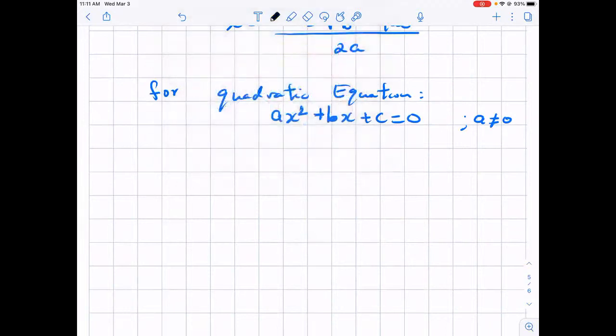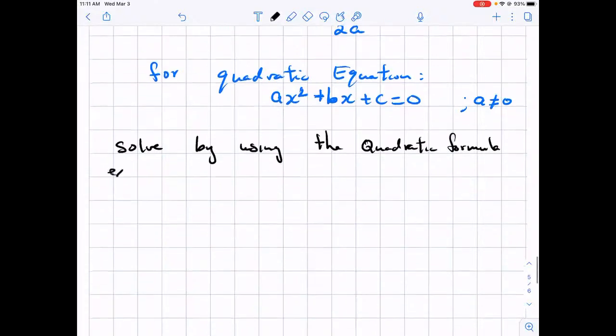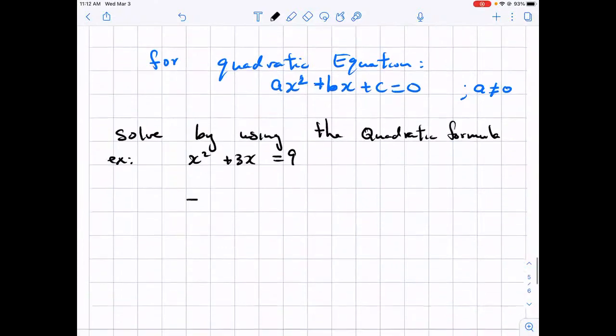So if you're given an equation, and I'm asking you to solve by using the quadratic formula, an example: we have x squared plus 3x is equal to 9. The only thing that we have to make sure of for the quadratic formula, or solving quadratics in general, is that it's equal to 0.